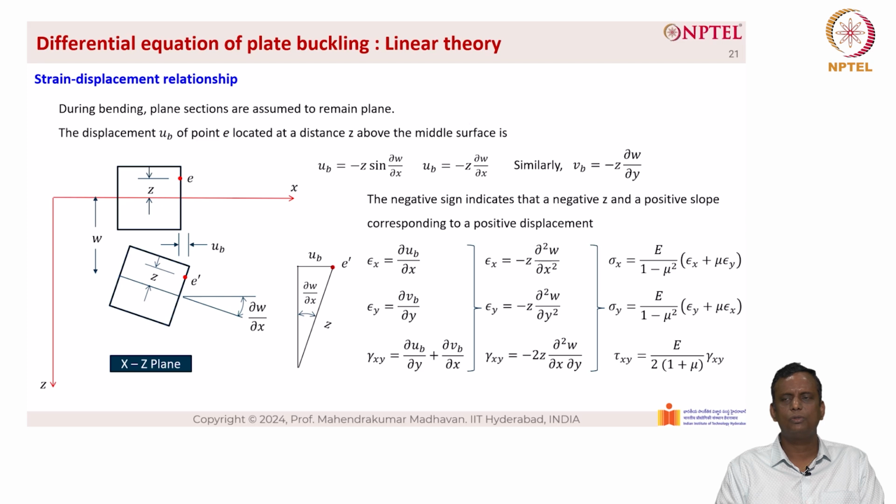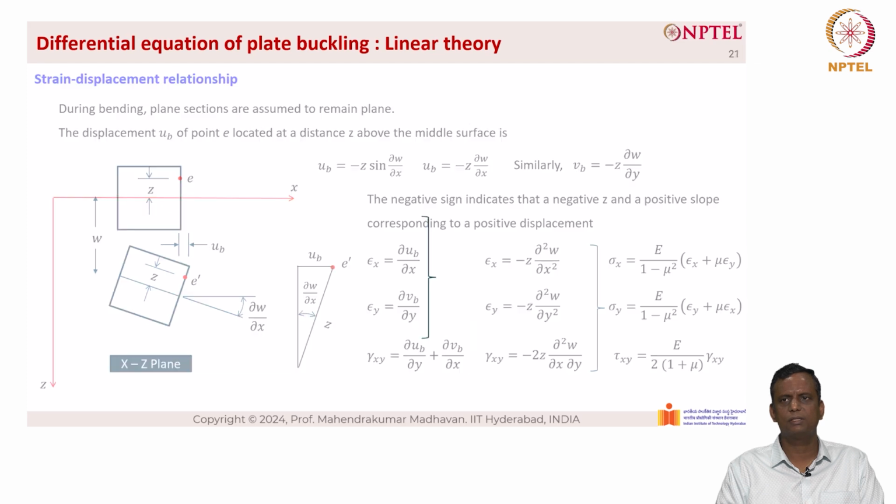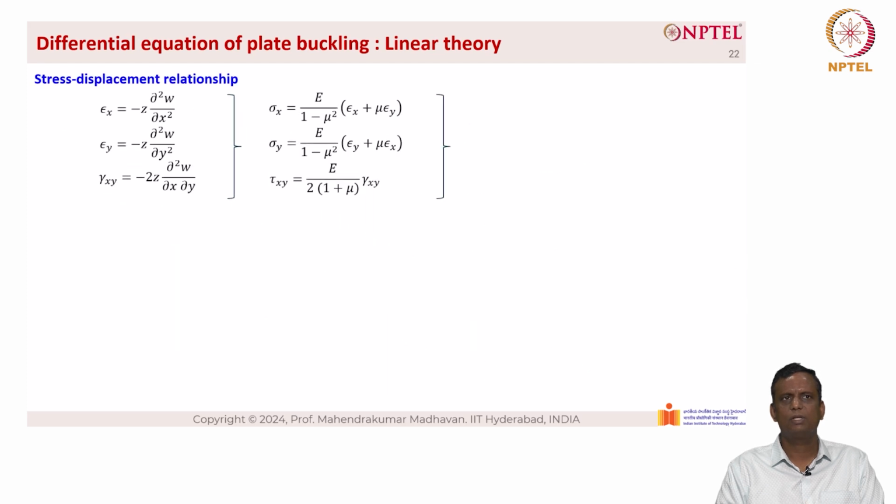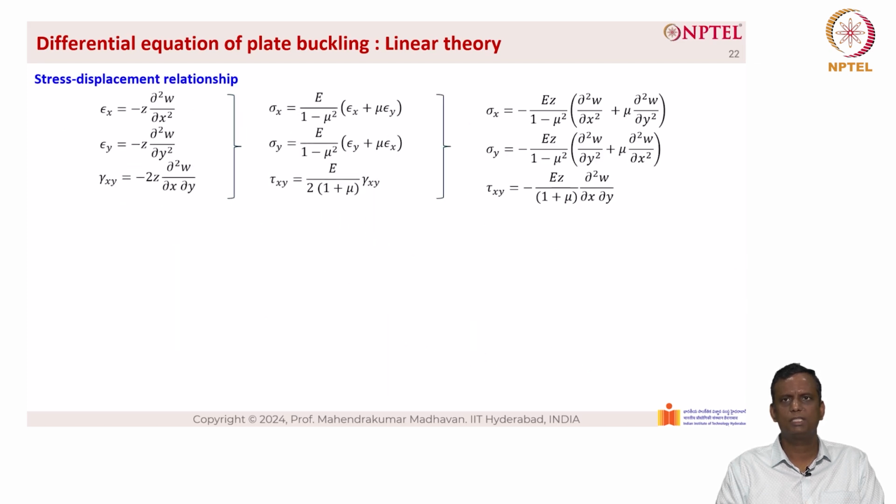Now we also know the relationship between sigma x and epsilon x. When we substitute the value of epsilon x into sigma x, we get the stress-displacement relationship here. Sigma x equal to minus Ez divided by 1 minus mu square into dou square w by dou x square plus mu into dou square w by dou y square. Sigma y equal to minus Ez divided by 1 minus mu square into dou square w by dou y square plus mu into dou square w by dou x square, and tau xy equal to minus Ez divided by 1 plus mu into dou square w by dou x dou y.